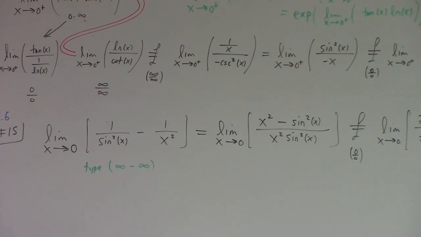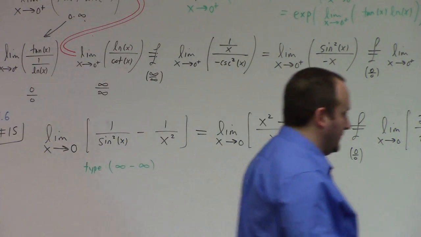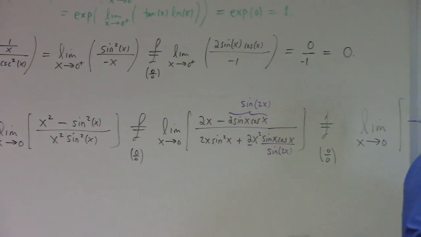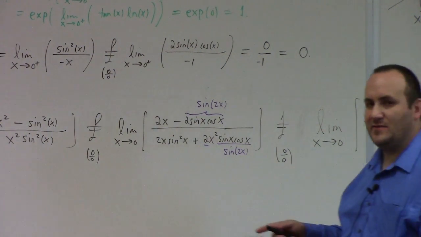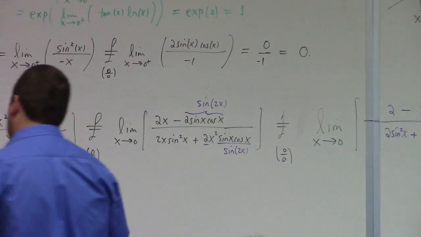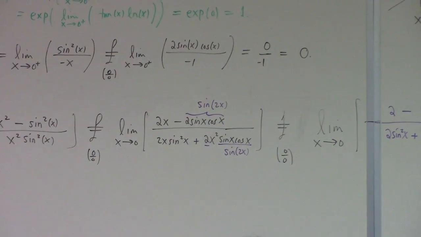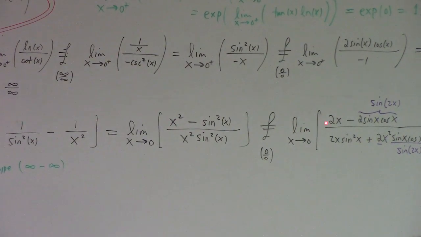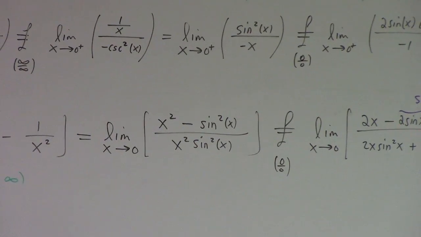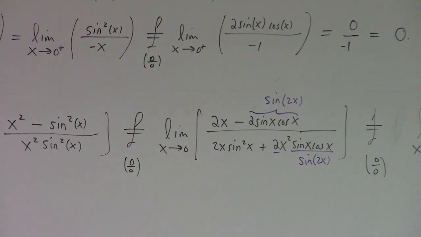L'Hopital's rule is for expressions of the type 0 over 0 or infinity over infinity. So we're to here. So we apply L'Hopital's rule, which means I differentiate the top and I differentiate the bottom separately, right? Differentiating the top gives me 2x minus 2 sine x cosine x by the chain rule.